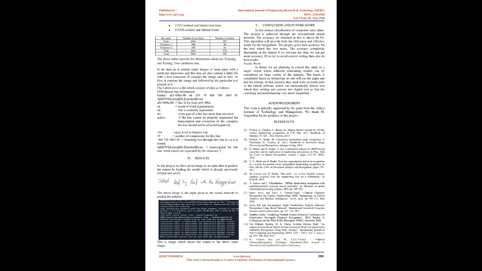657 writers contributed samples of their writings. 1,532 pages of scanned text. 5,685 isolated and labeled sentences. 13,353 isolated and labeled text lines. 115,320 isolated and labeled words. Set name, number of text lines, number of writers. The above tables provide the information about one training, one testing, and two validation sets.